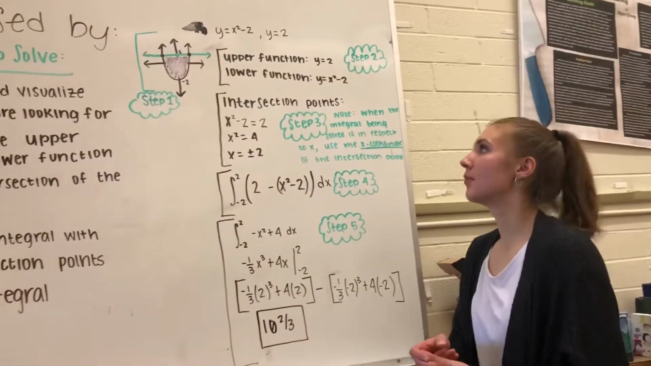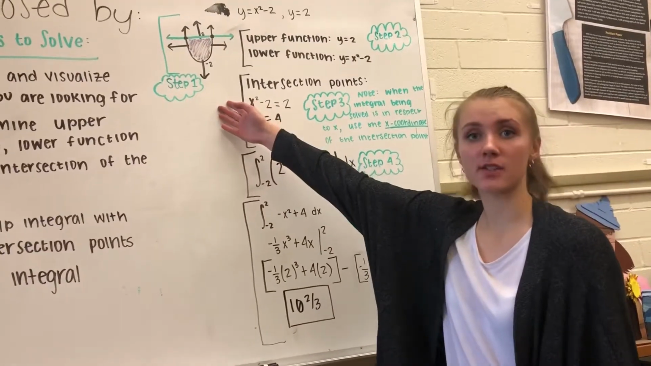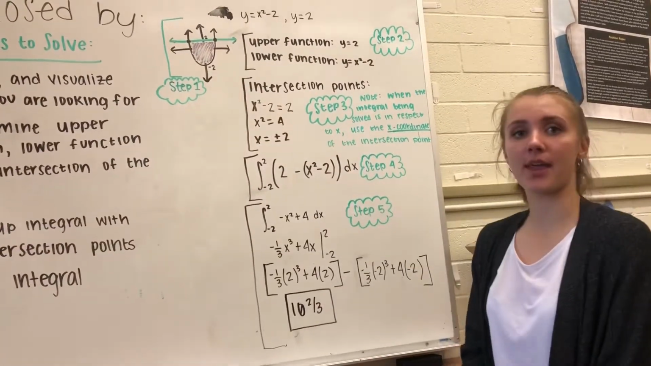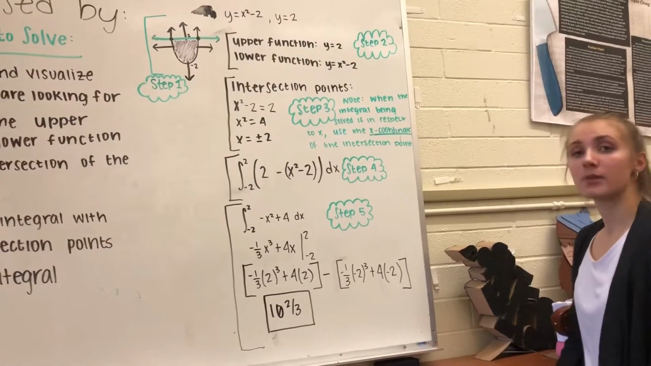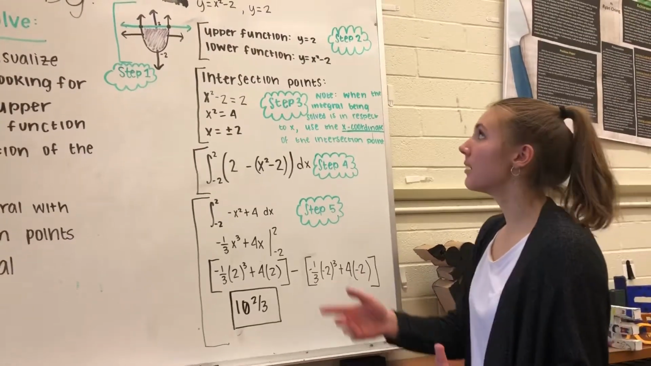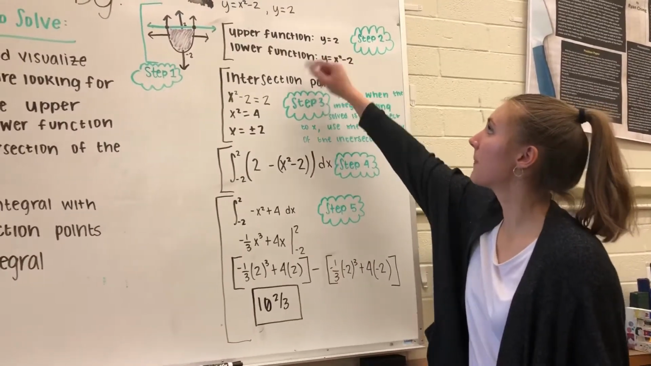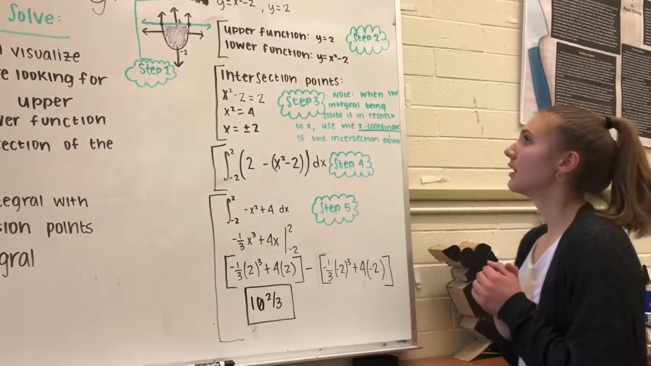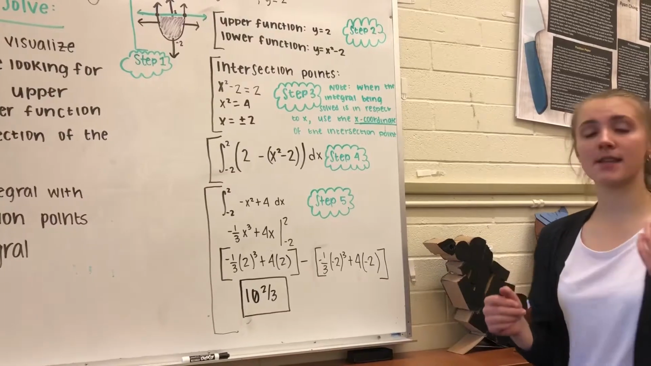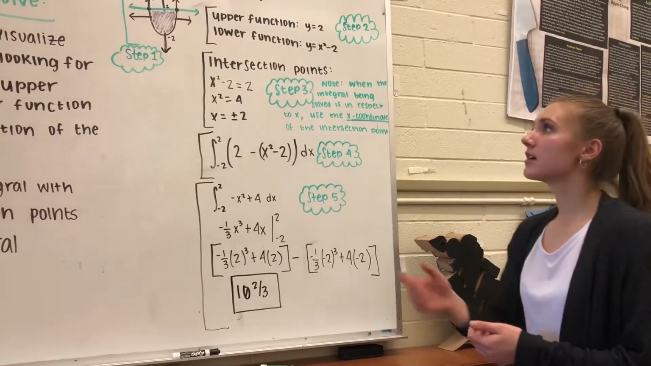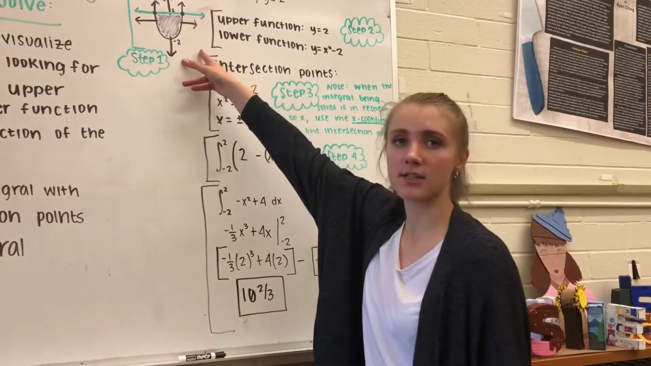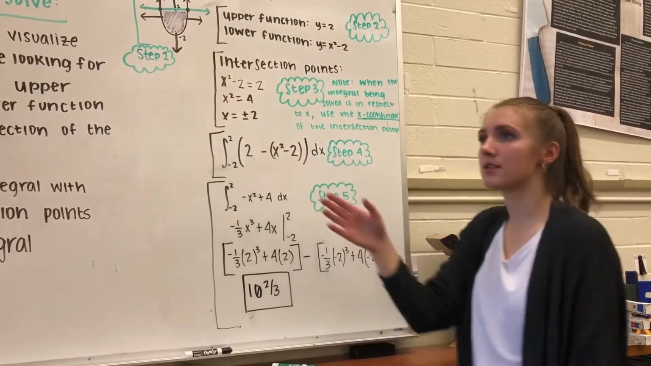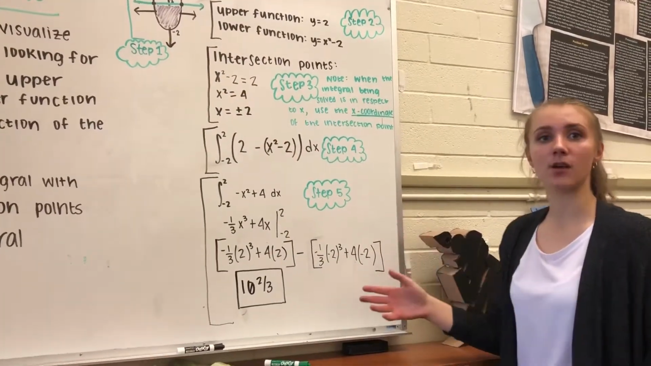We already looked at step 1 of graphing and visualizing the region in purple, which is the area we are going to find. Next, we already also looked at the upper function, y equals 2, and the lower function, y equals x squared minus 2. The next thing that we want to do is to find the intersection points. Where does the top function intersect with the lower function? This will give us the region that we actually need to solve for.